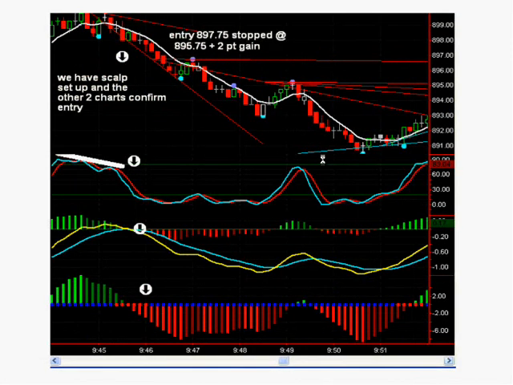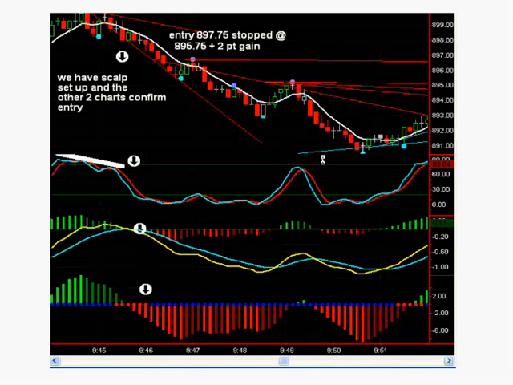This is a scalp trade that's set up at about 9:45 in the morning, and I have confirmation here. All of my indicators based on my setup criteria are in alignment, and I entered short at 897.75. And what I do is I have three ways that I can trail my stop. I use the pivot highs and pivot lows. I can use the moving average, or I can wait till one of my indicators crosses over.